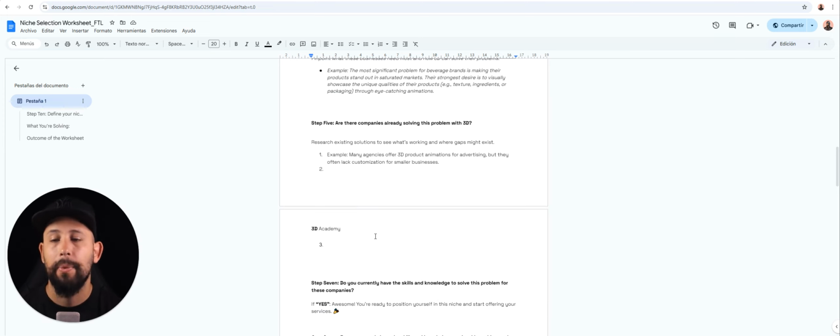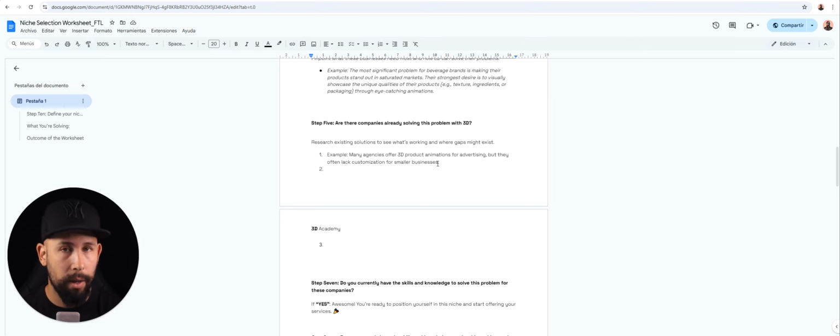Okay. So step 5: are the companies already solving this problem with 3D? So do you have competition? And it is good to have competition. It's something good, not something bad. So research existing solutions to see what's working and what gaps might exist. Example: many agencies offer 3D product animations for advertising, but they often lack customization for smaller businesses. So they focus just on the big brands, but not on the smallest businesses.